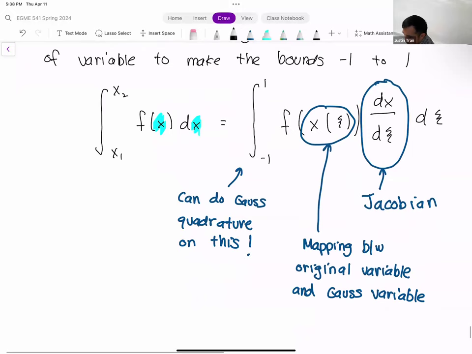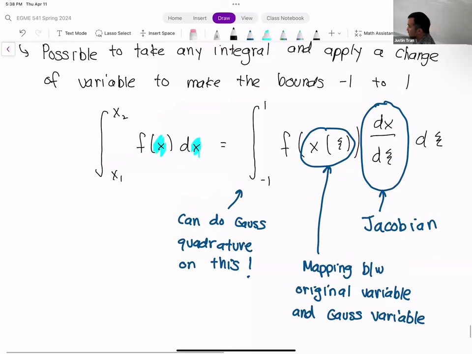But that's where we're going. So basically we're going to be learning how to take an integral, perform a change of coordinates, and change it to something that you can apply a Gauss quadrature to. All right, any questions on this? Okay. So let's see how to do that.